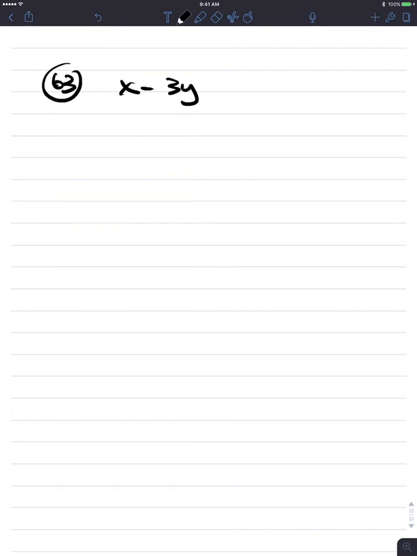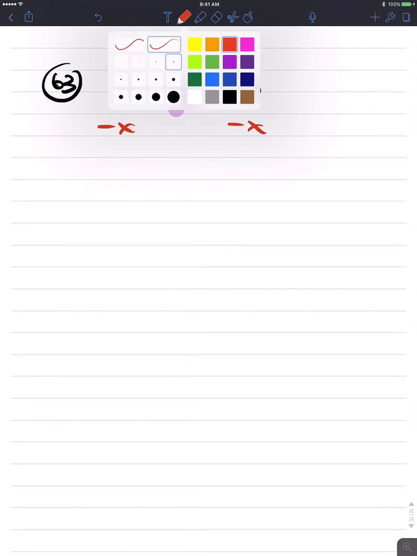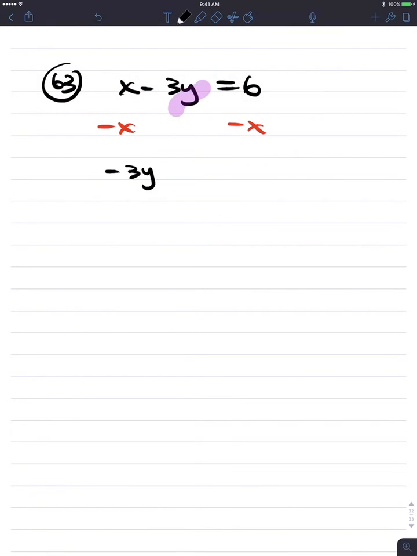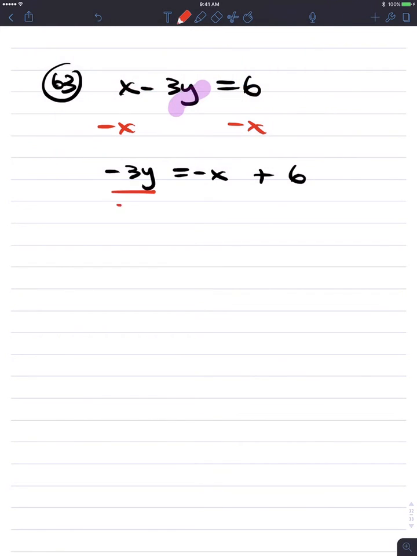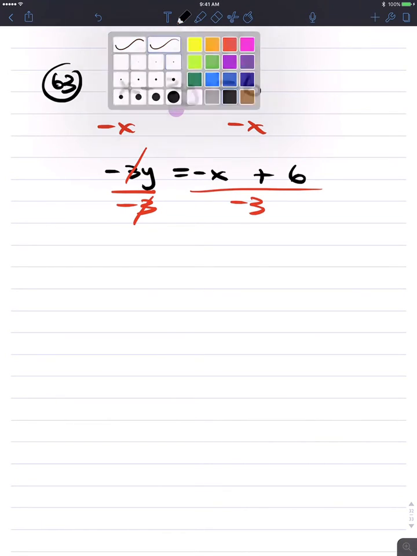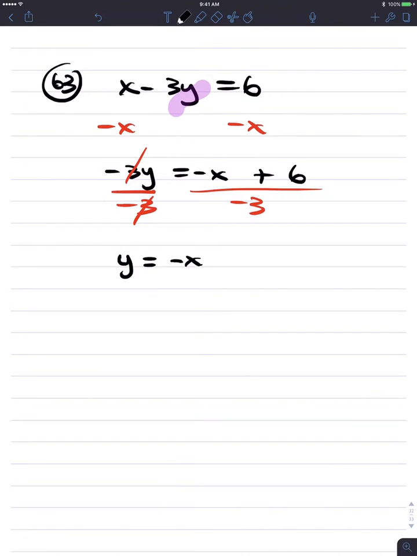x minus 3y is 6. Again, we are solving for y. We're going to subtract x from both sides. We end up with negative 3y is negative x plus our 6. This is negative 3 that's being multiplied to y. You undo multiplication by division. You can divide both sides by negative 3. You end up with y equals negative x over negative 3 plus 6 over negative 3.